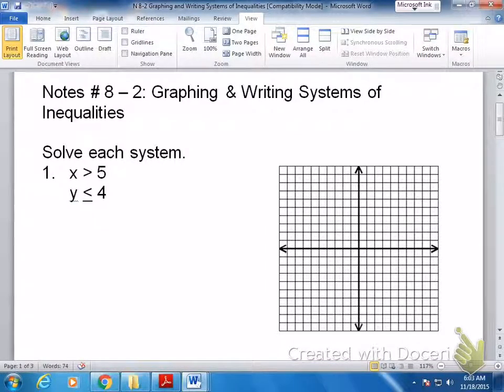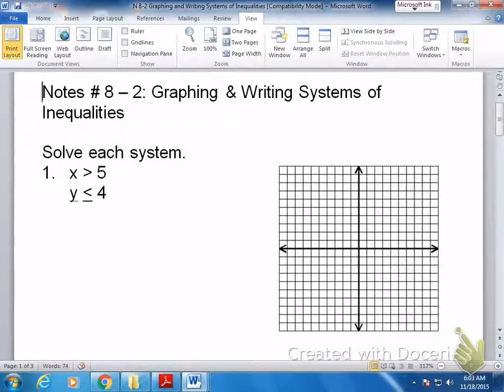All right, guys, so today we're starting notes 8-2. We're going to be graphing to solve systems again, but today we're going to be messing with inequalities, so that's where we're going to have to shade. So the first thing we normally have to do is solve them for y. Our first two are already solved that way.